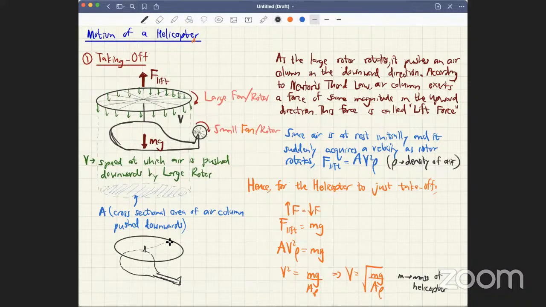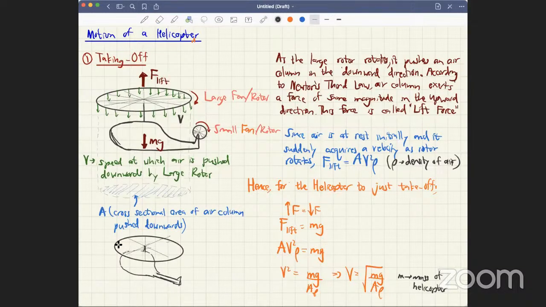Okay. Look at the helicopter now. Does this diagram make sense to you? I hope it does. Right now, I think you will be able to understand it much better. People, this is the rotor.